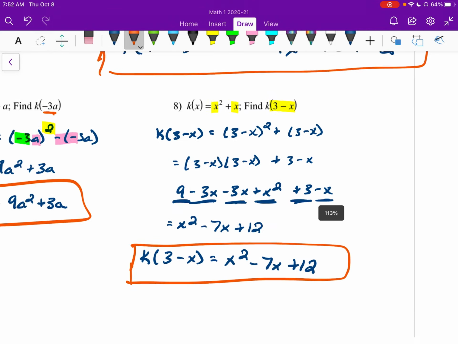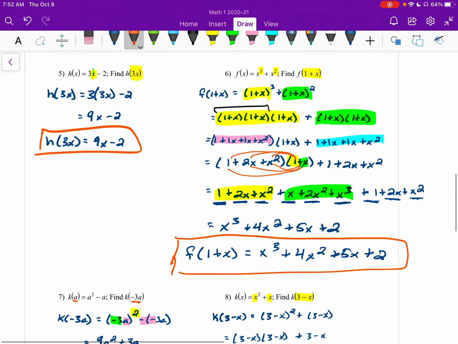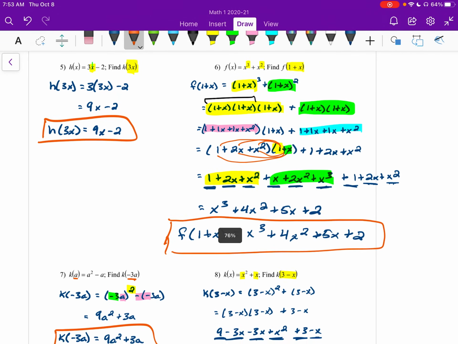All right, there we are. I know that these get tedious, and I know that number 6 can be kind of intimidating, but if you just go slowly through it, you should be able to get those answers.